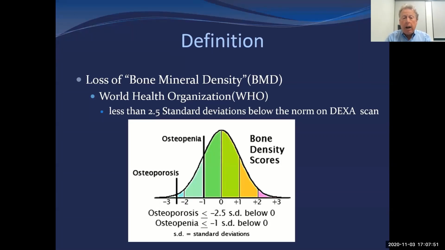So people often ask me, how did you come up with the norm? Well, the World Health Organization actually looked at 6,000 healthy people in the state of Texas. And they used that to determine what was normal bone density. These were healthy young people, and then everything was compared to that. And so as you see here, the definition of osteoporosis is below 2.5 standard deviations below the norm. This is on a DEXA scan, and we'll talk a little bit more about DEXA scanning, but DEXA scanning is the gold standard of the evaluation of bone density.